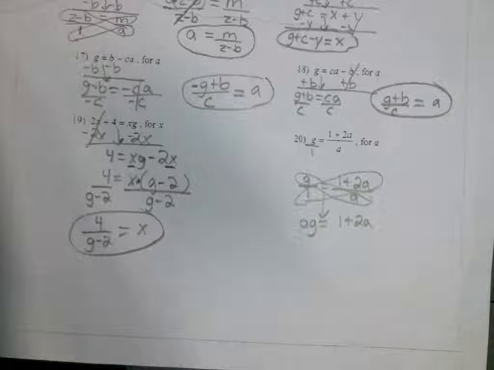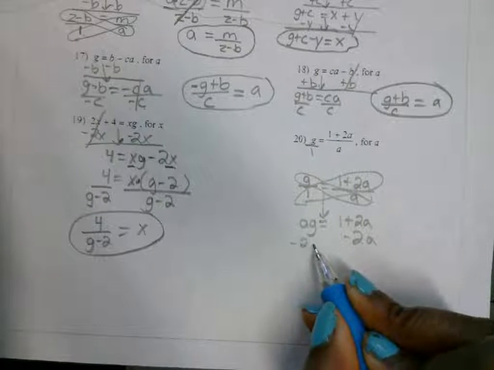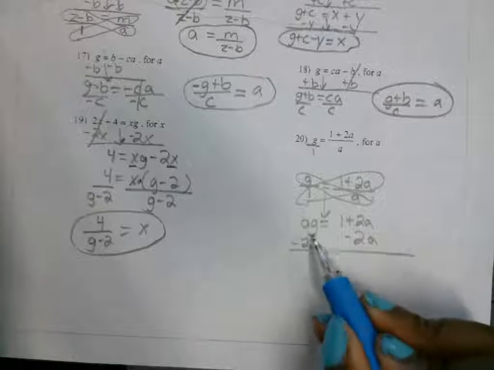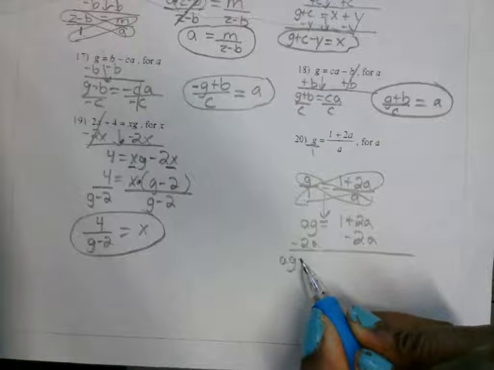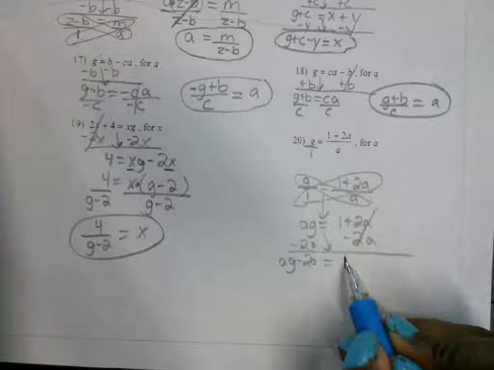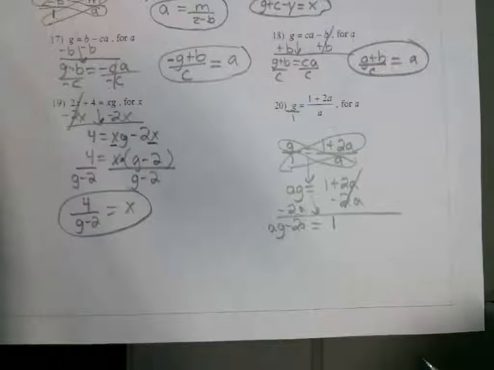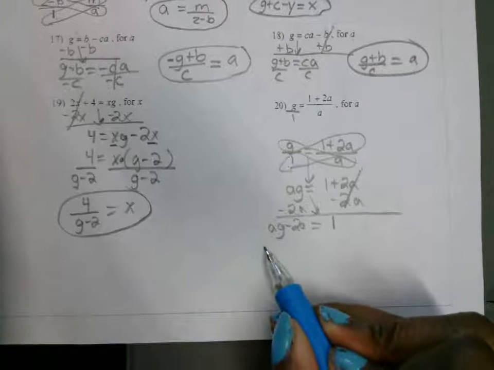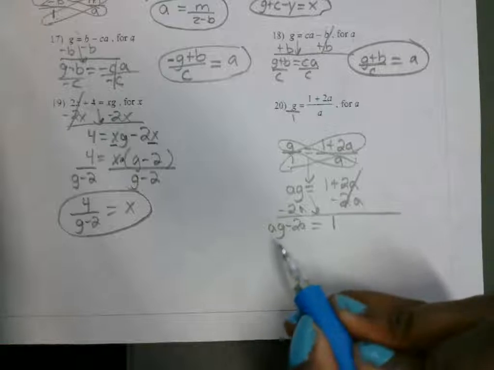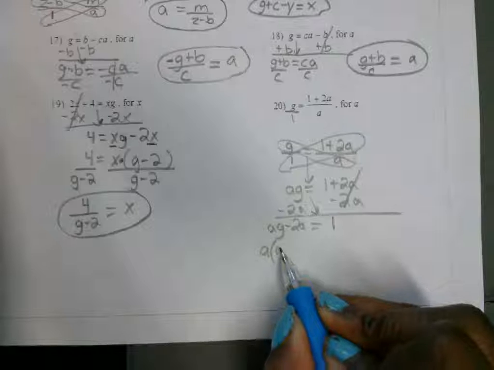Now, in order to solve for A, you got to get the A's to the same side. So I'm going to move the 2A to this side. When I move 2A over here, this gives me AG minus 2A is equal to 1. Okay? Look at this. What step am I going to do here? Very good. Distributive property. I'm going to go backwards. So what would the previous step look like? A times G minus 2.